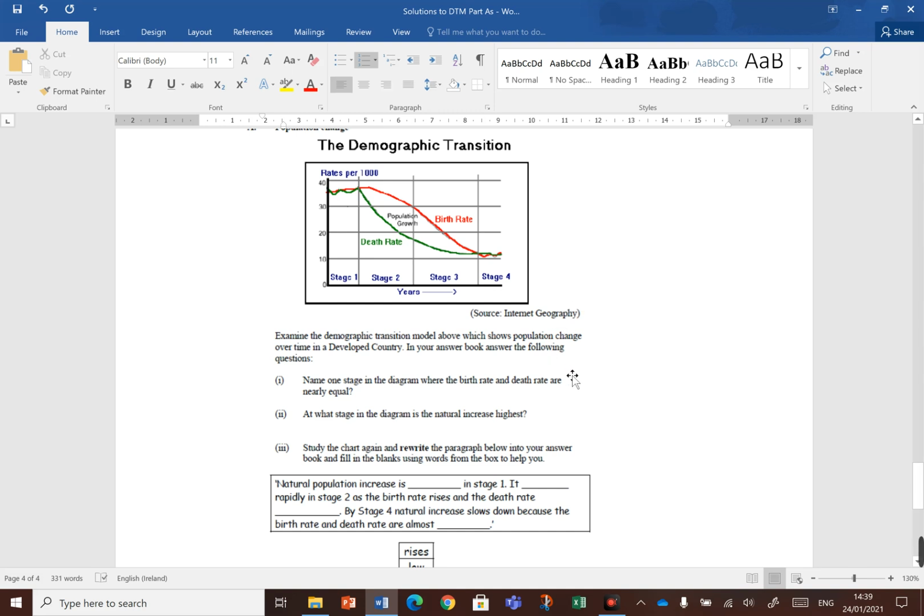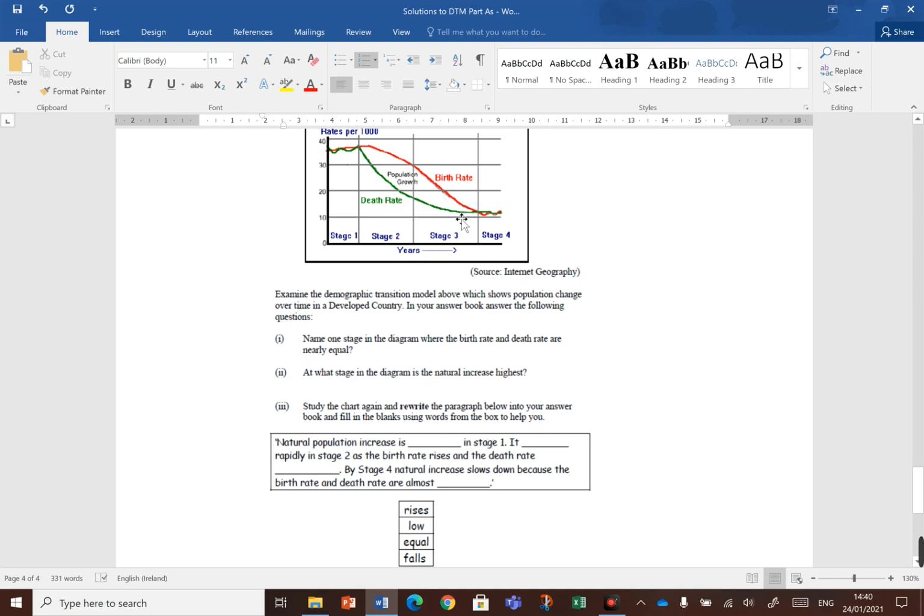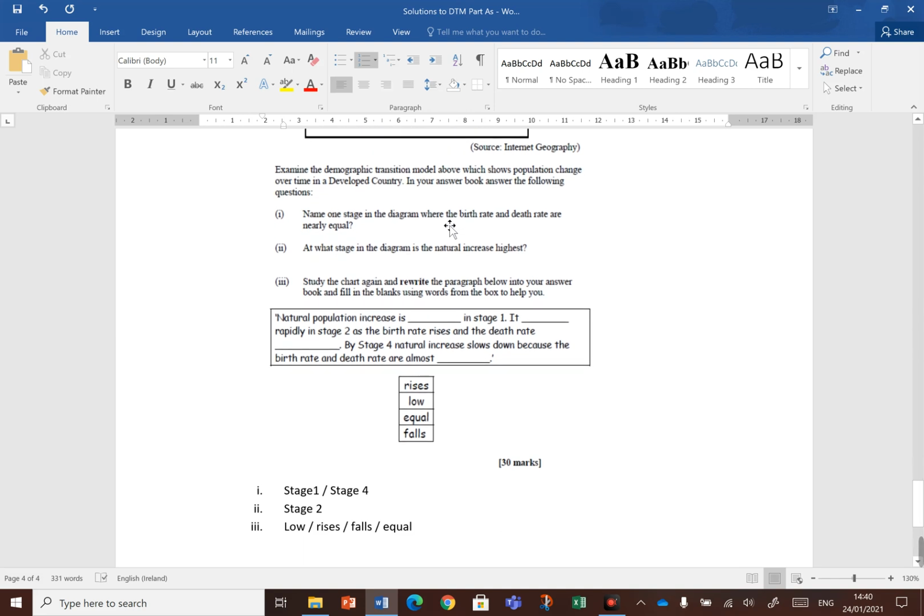And which stage is natural increase at its highest? I went for stage 2, but look, I think you would have got the marks if you said stage 3 as well. Fill in the chart. So these are the marks in the correct order. Natural population increase is low in stage 1. It rises rapidly in stage 2 as the birth rate rises and the death rate falls. By stage 4, natural increase slows down because the birth and death rate are almost equal.